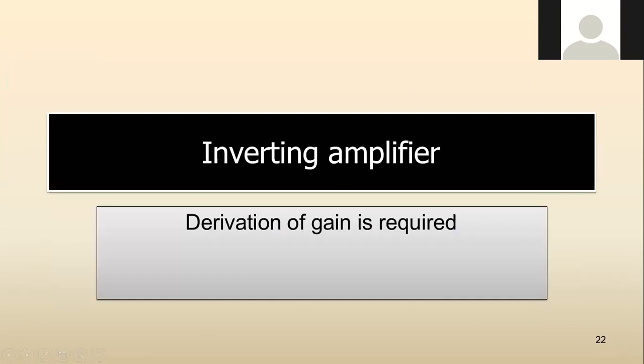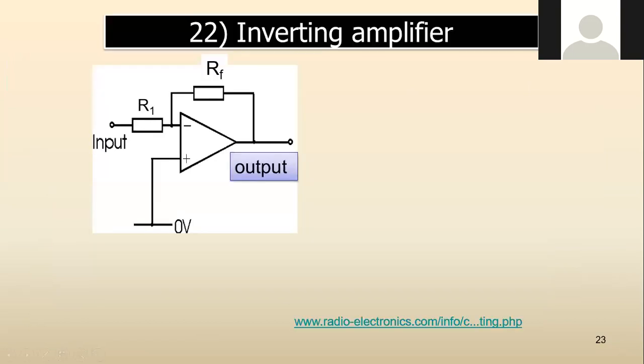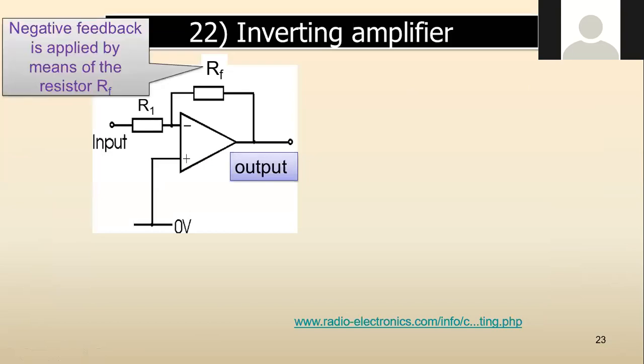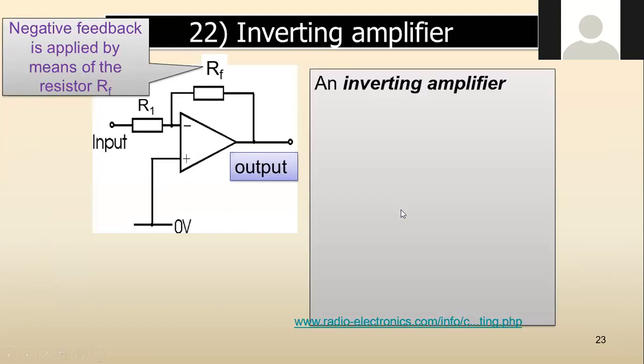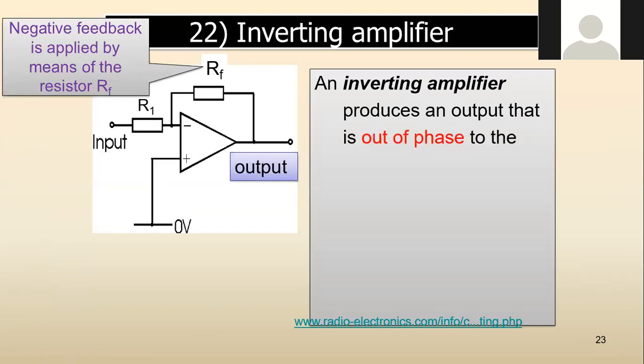All right, let's start with the inverting amplifier. We are required to know its derivation. Okay, so that's your inverting amplifier. There is a negative feedback applied by this Rf, or this feedback resistor. An inverting amplifier produces an output that is out of phase, 180 degrees out of phase. Put positive in, negative comes out.